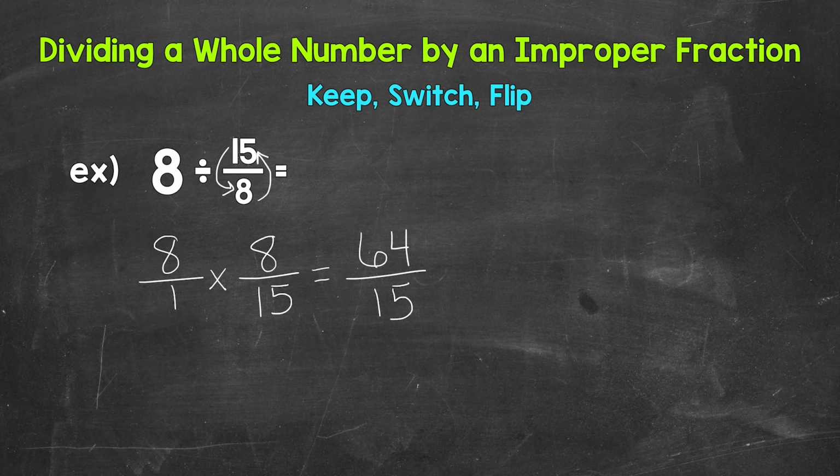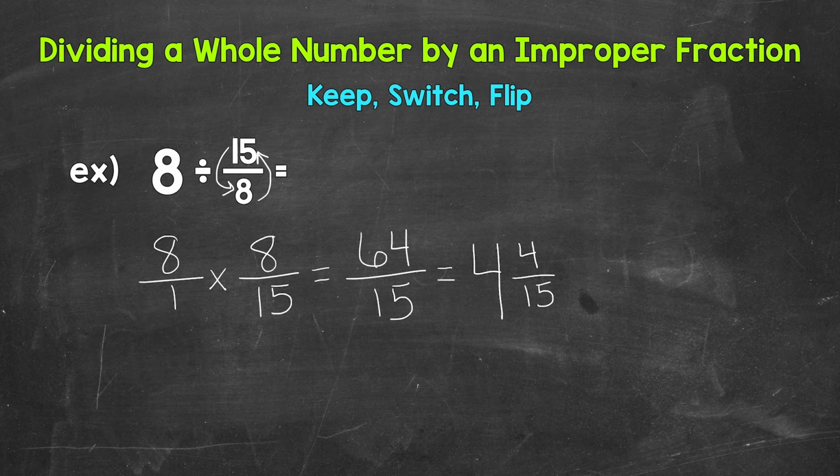So let's convert it to a mixed number by dividing the numerator, 64, by the denominator, 15. So 64 divided by 15. How many whole groups of 15 in 64? Well, 4 whole groups. That gets us to 60. We don't hit 64 exactly. We have a remainder of 4. That's the numerator of the fractional part of the mixed number. And then we keep the denominator of 15 the same.